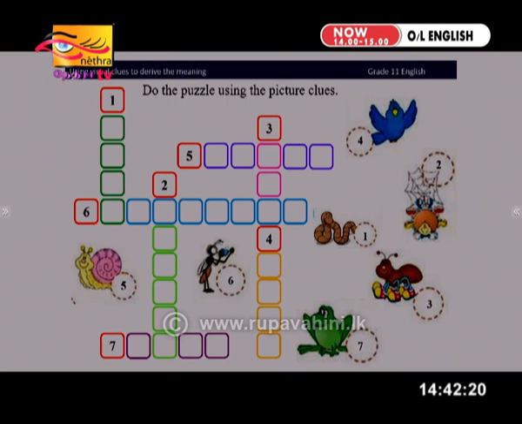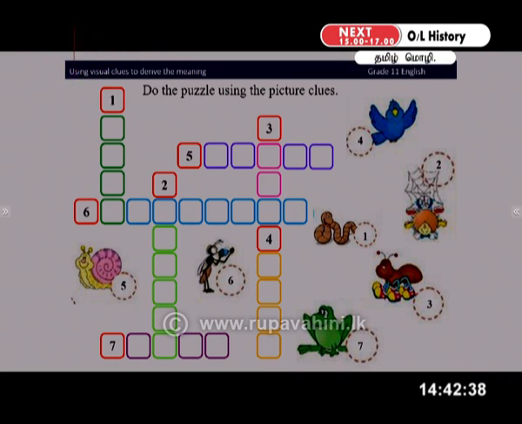You need to complete this puzzle in your exercise book. Don't copy down the puzzle. You can look at the screen and write down your answers in your exercise books using the numbers. I know this task is really easy for you, but you have to be very careful when writing the spellings. The correct spelling is very much important.